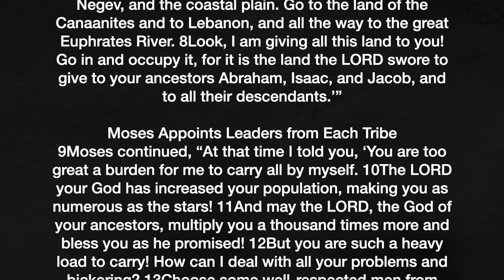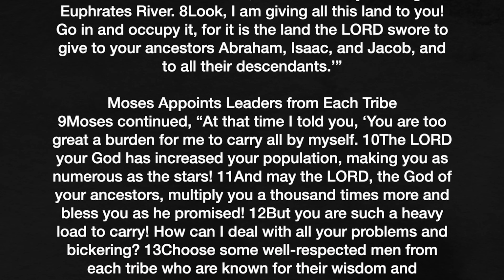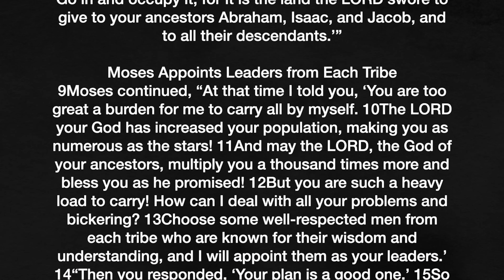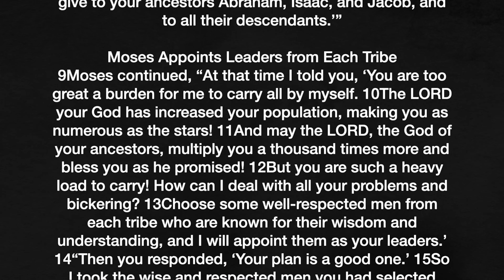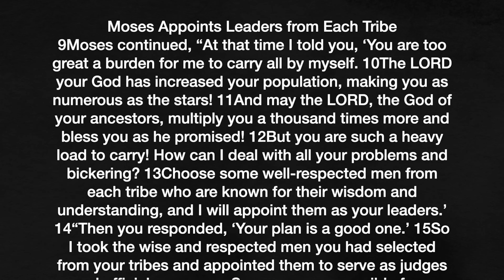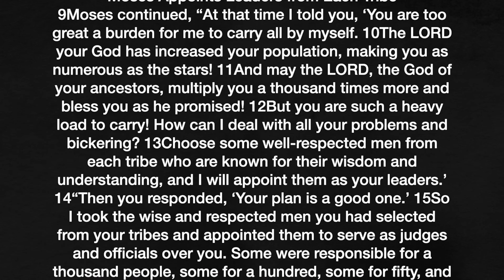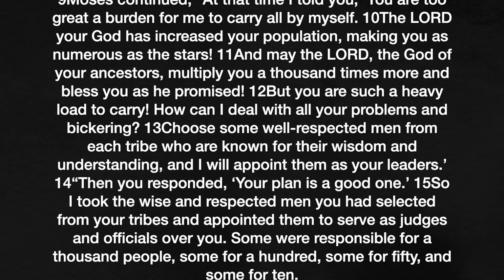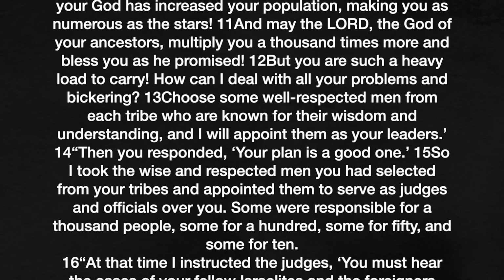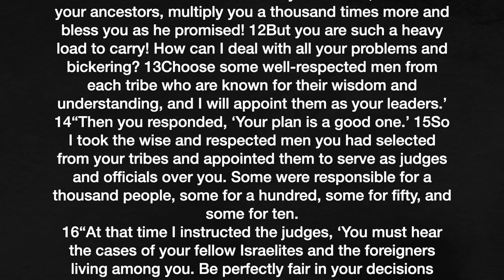Moses continued, "At that time I told you, 'You are too great a burden for me to carry all by myself. The Lord your God has increased your population, making you as numerous as the stars. And may the Lord, the God of your ancestors, multiply you 1,000 times more and bless you as he promised. But you are such a heavy load to carry. How can I deal with all your problems and bickering? Choose some well-respected men from each tribe who are known for their wisdom and understanding, and I will appoint them as your leaders.' Then you responded, 'Your plan is a good one.'